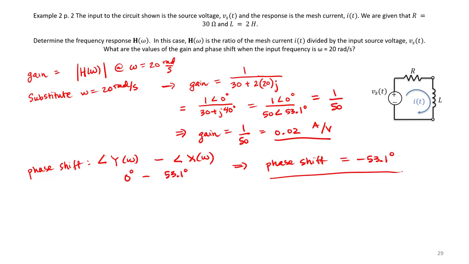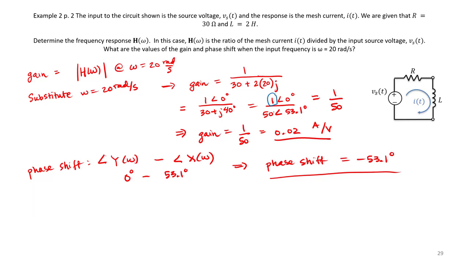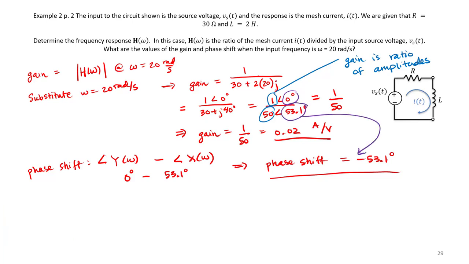And there you have it. So once again, the gain is the ratio of our amplitudes. And the phase shift is the difference between our output and input phase angles.